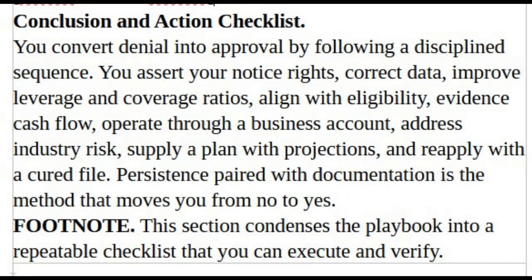Conclusion and action checklist. You convert denial into approval by following a disciplined sequence. You assert your notice rights, correct data, improve leverage and coverage ratios, align with eligibility, evidence cash flow, operate through a business account, address industry risk, supply a plan with projections, and reapply with a cured file. Persistence paired with documentation is the method that moves you from no to yes. Footnote. This section condenses the playbook into a repeatable checklist that you can execute and verify.